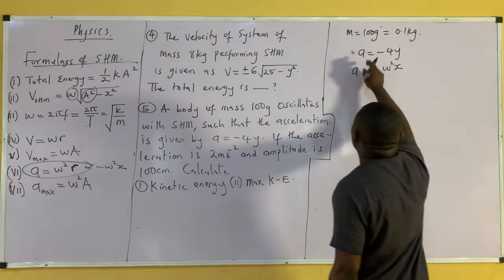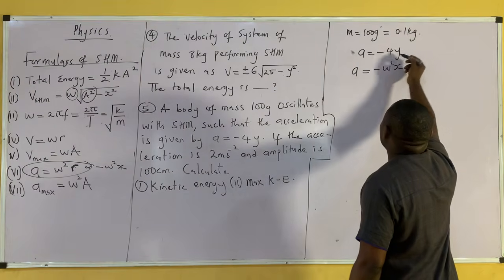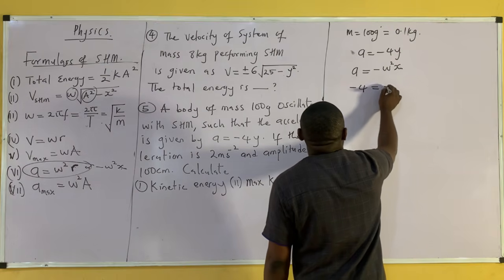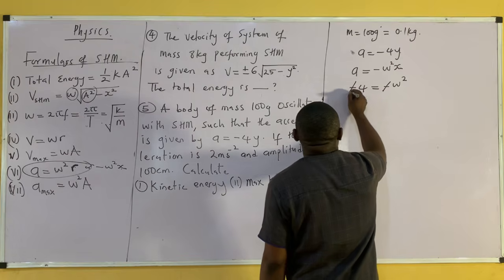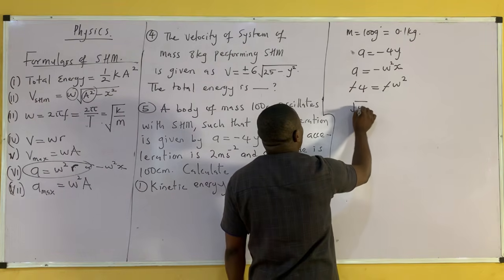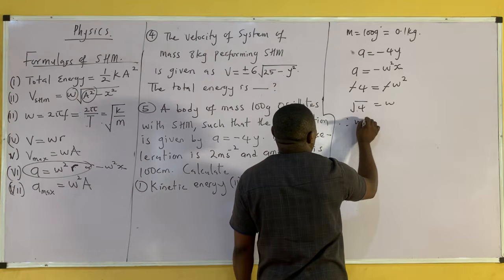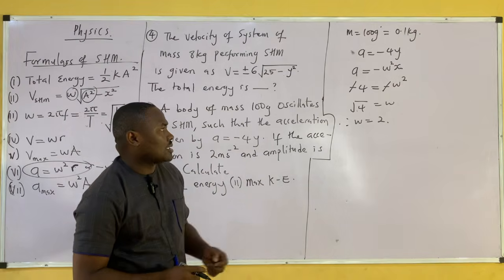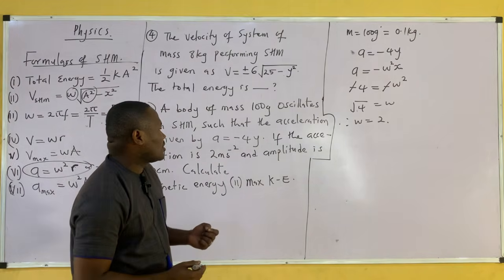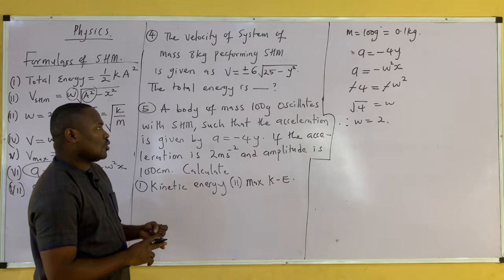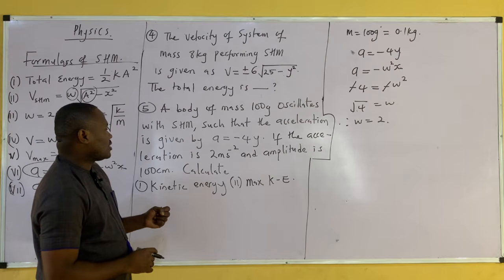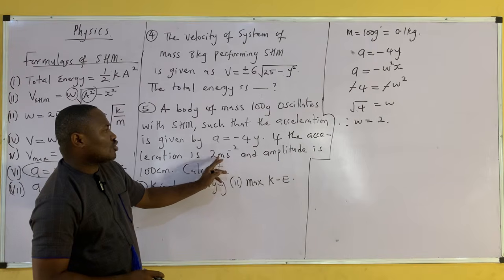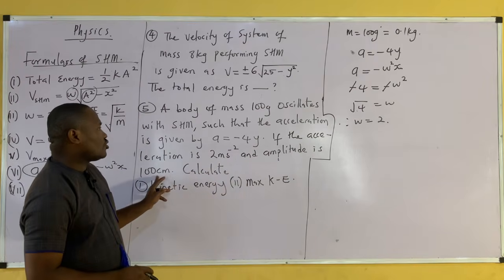So if you are comparing this equation with this equation, you see that A equals A, x equals y, and minus 4 is equal to minus w square. Minus takes off minus, so the square root of 4 equals w. Therefore, W equals 2. So angular frequency or angular velocity is equal to 2. Now, what is my question asking us to find? So I have W already. I have my mass. My question gave me, if the acceleration is 2 and the amplitude is 100 centimeter.